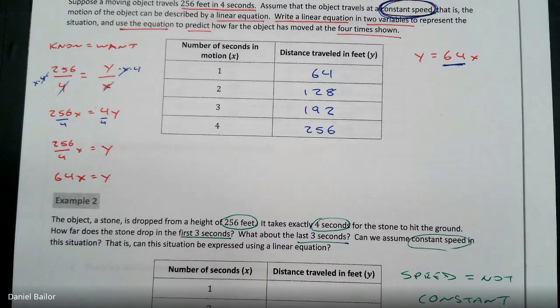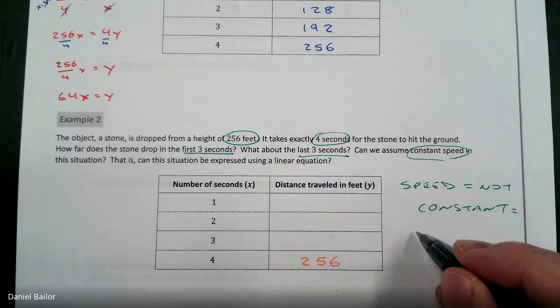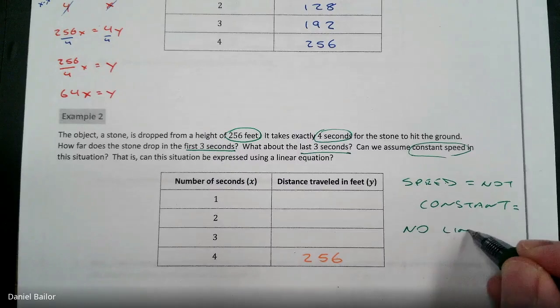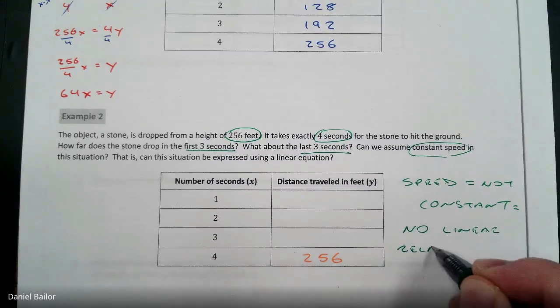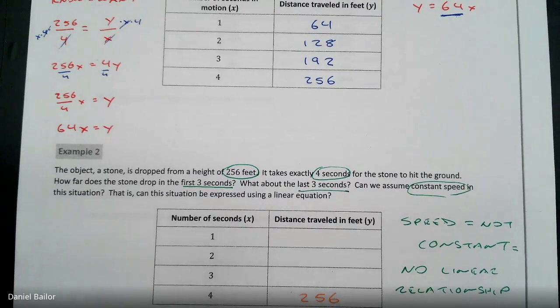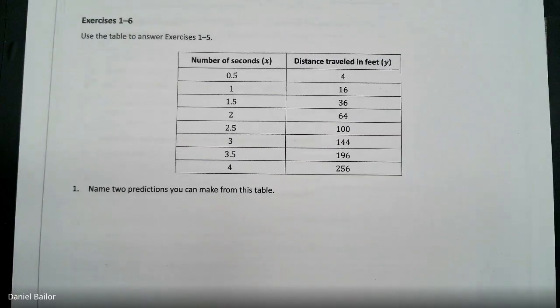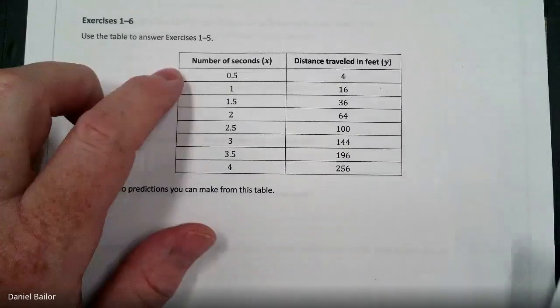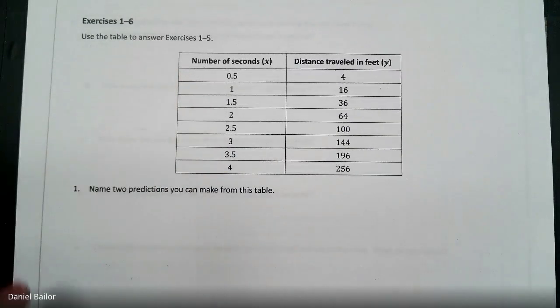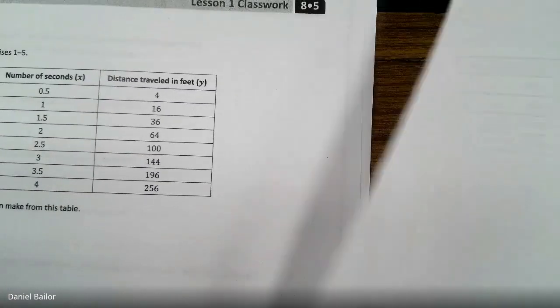So falling objects do not have a constant speed, which means no linear relationship. The slope is not going to be 64. The slope is going to be more complicated than that because it's going to change. The slope is going to change as the graph moves. In fact, if you go to page 2, the table at the top shows you what's going to happen. This is the table on exercise 1 through 6, page 2, just like the table on page 1.